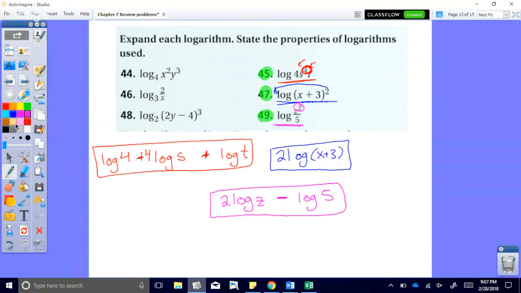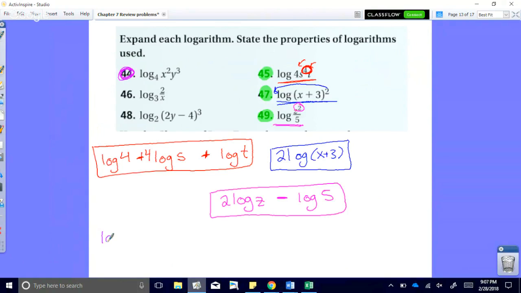All right, I'm going to do one more just to kind of reiterate and practice. I'll go ahead and do 44. Okay, 44, we have a log base 4 of x, and we have a log base 4 of y. But this time they're being multiplied, and we split multiplication with addition. Okay, the exponent 2 comes out in front, so the 2 comes in front of the x, and the 3 comes in front of the y.